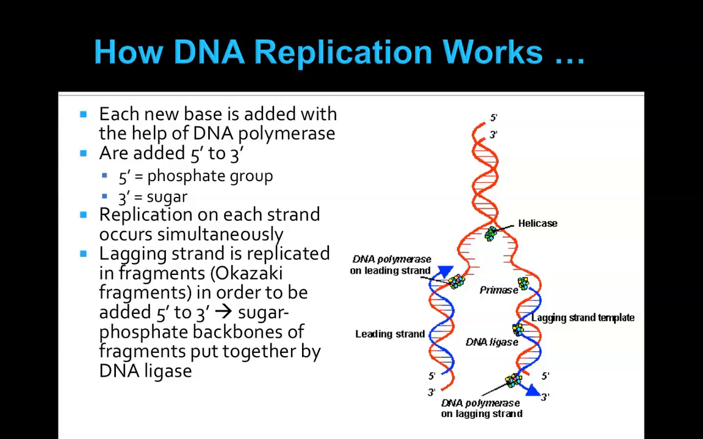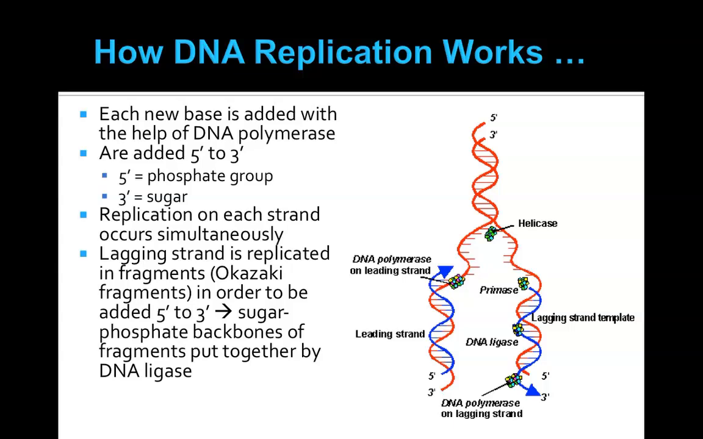Okay, so helicase is the first one. That one comes in and zips open the strand so that we have a template to follow. The next enzyme that you need to know is DNA polymerase. And DNA polymerase's job is to actually bring in those new nucleotides. So if an A is here, DNA polymerase is bringing in the T to match it.